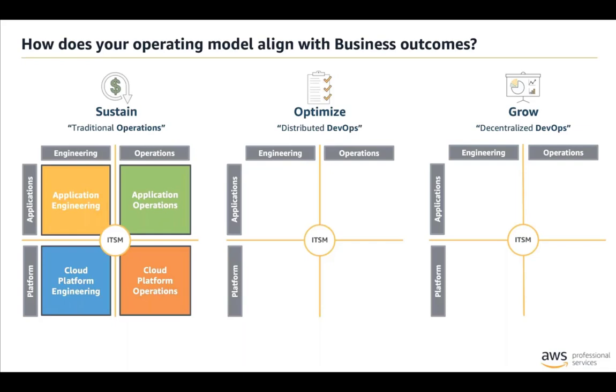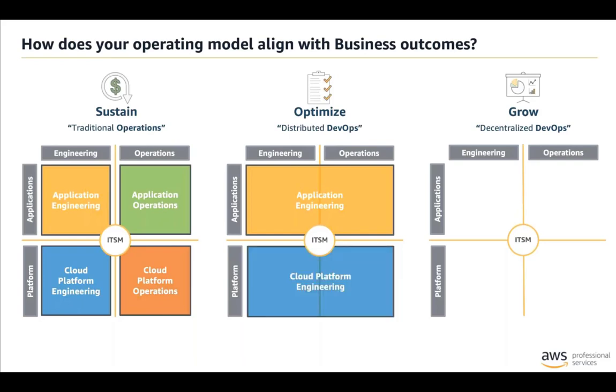Optimize. Here we start to see the broadening of responsibilities for both the application and platform teams, with activities turning into outcomes. The application engineering team is now also responsible for application operations. Think of this as DevOps for the application team, where they own the full outcome of delivering and operating their application.